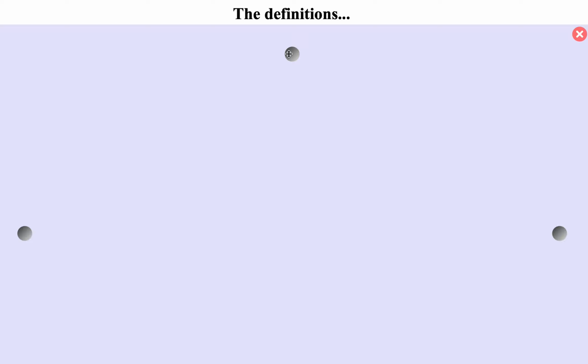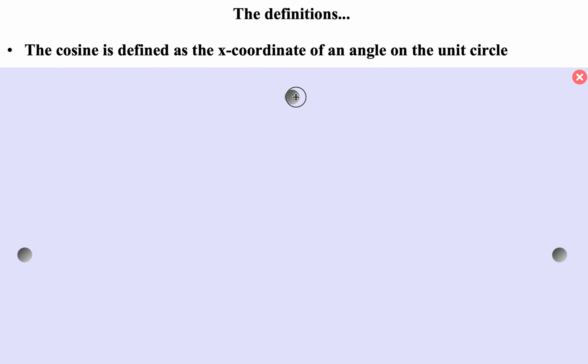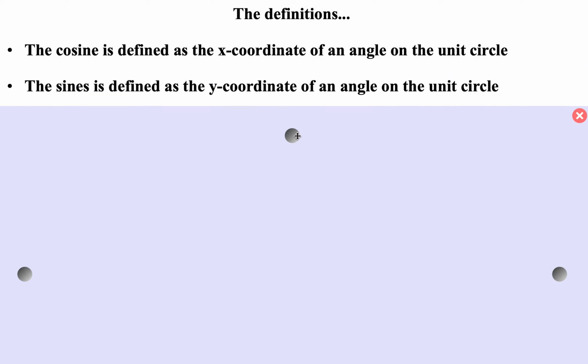Now, the definitions, this is kind of key. The cosine is defined as the x-coordinate of an angle on the unit circle. So if you're asked to find the cosine, it'll be the cosine of some angle, and then it is the x-coordinate. So really the question is, for the cosine, what is the x-coordinate for this particular angle? The sine is the y-coordinate.